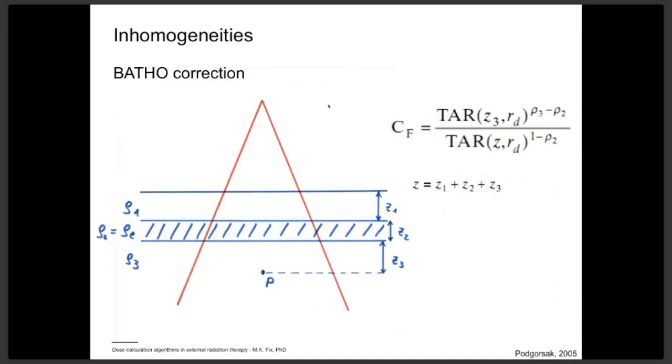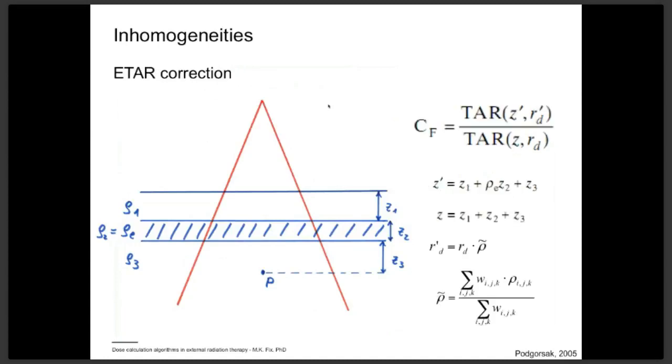And finally, the most complex correction method is this equivalent tissue air ratio correction, where you take into account the attenuation by the different depth of the tissue air ratio, but you also change the field size. The field size is changed such that you would like to generate the same scatter condition in this point P. And how is this done?